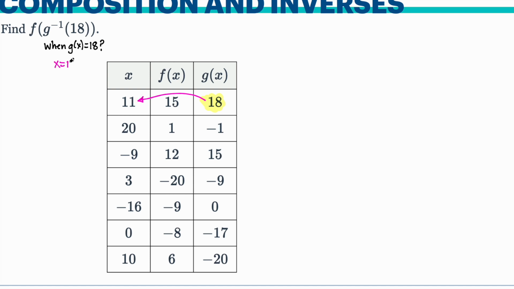X was 11. So now you're going to take 11 and you're going to plug it into f. So now I want to know what is f of 11. So here's f. F, when x is 11, f is 15.